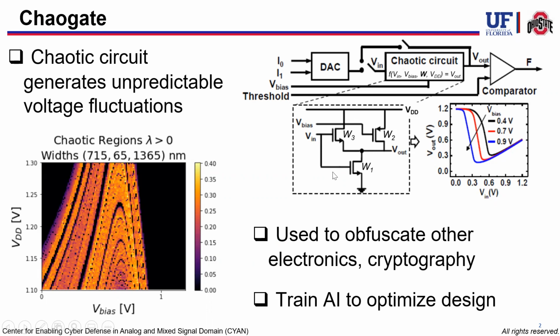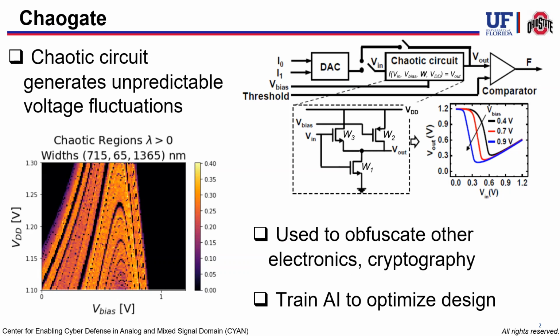And what we use it for is, say, obfuscating the electronics around it, because it generates this complicated, unpredictable pattern. It makes it hard for things near it to be spied on, basically. And so this is an example of a cryptographic application.